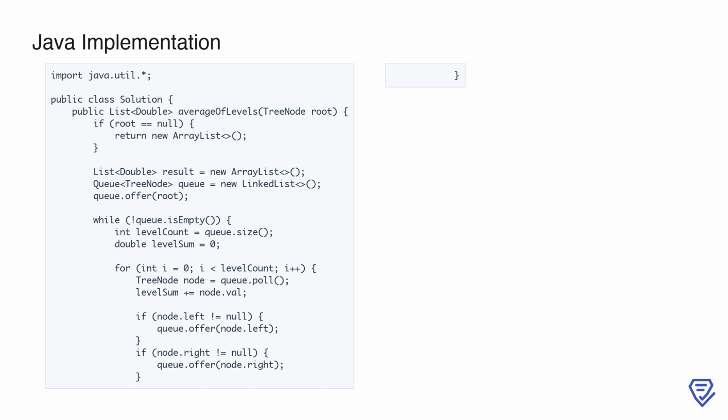Then, we enter a while loop that continues as long as there are nodes in the queue. Inside the loop, we calculate the number of nodes at the current level using queue.size, and initialize a variable level_sum to accumulate the sum of node values for this level. A for loop iterates through all nodes at the current level. For each node, we remove it from the queue, add its value to level_sum, and check if it has left or right children.